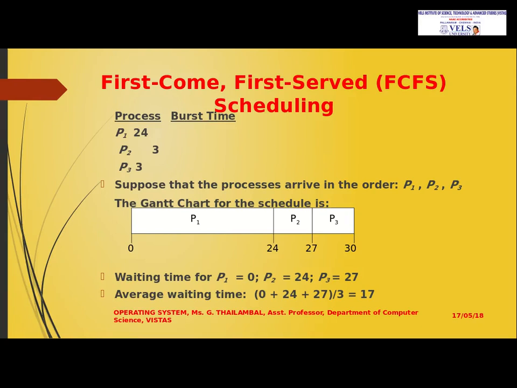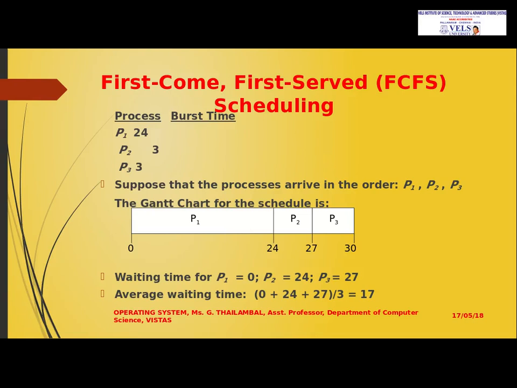So from 0 to 24 milliseconds, process P1 executes, and after that the second process that came is P2, and its burst time is 3. From the 24th millisecond, it takes 3 milliseconds and completes its execution, so P2 completes by the 27th millisecond. Similarly, we take the third process, P3. Its burst time is also 3. So from 27 plus 3, at the 30th millisecond, P3 gets executed. Totally it took 30 milliseconds to execute these three processes.